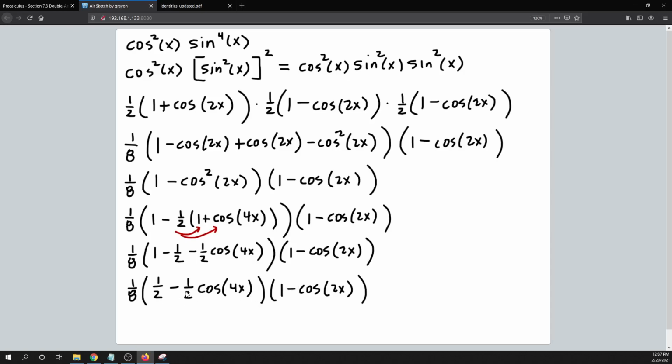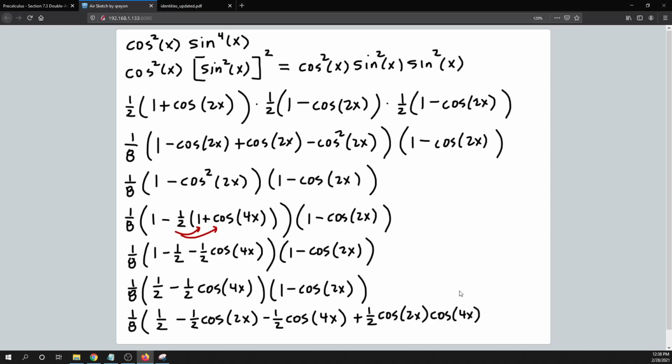All right, so first times first, it would be 1/2 times 1, which is 1/2. Outer would be 1/2 times minus cosine 2x. So minus 1/2 cosine 2x. Inner would be minus 1/2 cosine 4x times 1. So that's minus 1/2 cosine 4x. And then last times last would be minus 1/2 cosine 4x times minus cosine 2x. So that's going to come out to be plus 1/2 cosine 2x times cosine 4x. Like so.